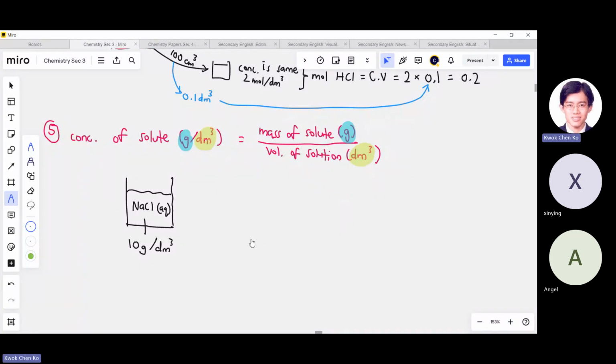Now, guys, be very observant. They may not tell you, but once you see these units, gram per dm cube, automatically you should know that this is a concentration. They won't tell you it's concentration, they just tell you it's 10 grams per dm cube. Once you see that, you should know it's concentration.